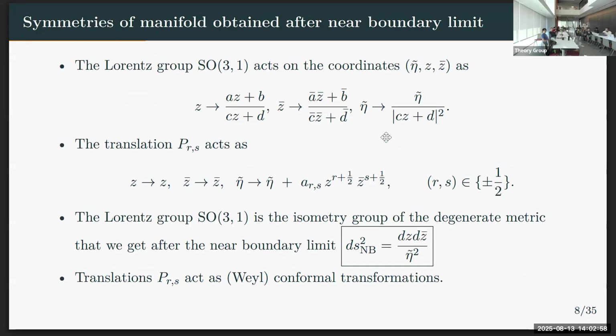And again, you can see from these transformations that this Lorentz group acts as the isometry group of this degenerate metric, dz dz bar, and the translations act as wider conformal transformations of this metric.